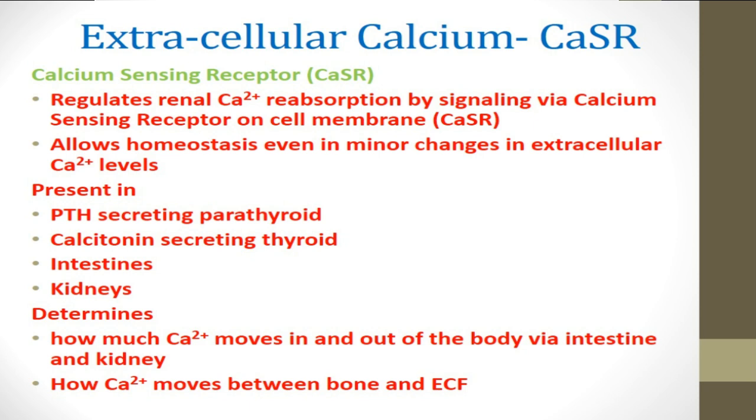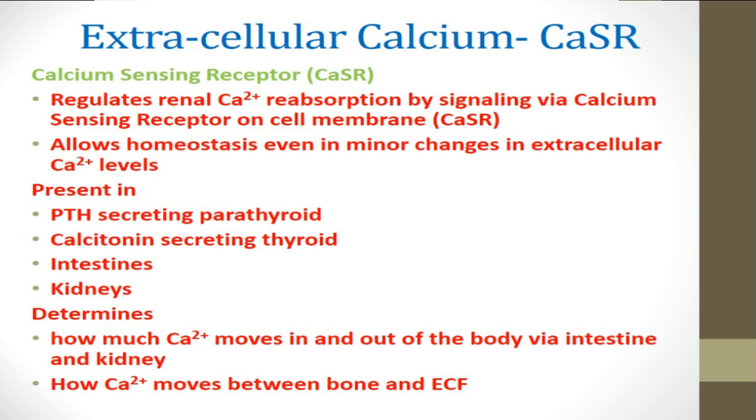Next, it is present in the calcitonin secreting thyroid gland. The thyroid gland secretes calcitonin. Then in the intestines, then in the kidney cells. All these four are very important when this CASR is activated. They will do their function. When they do their function, it determines how much calcium ion is going to move in and out of the body.